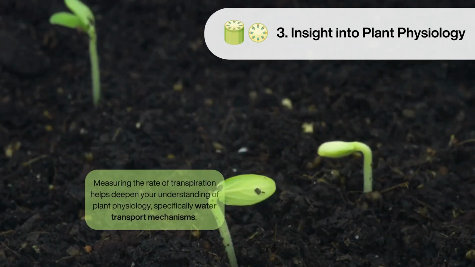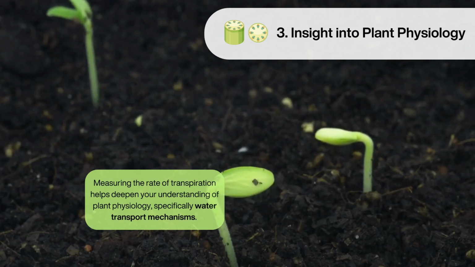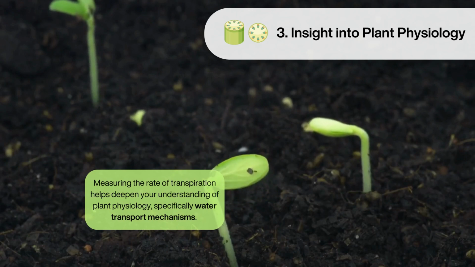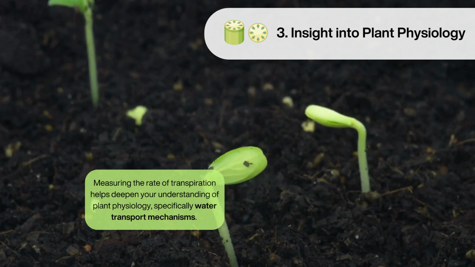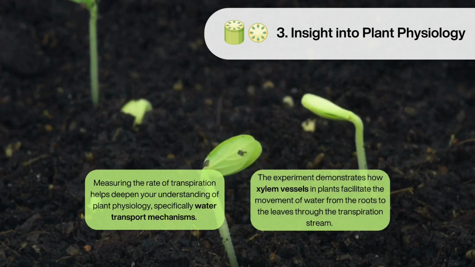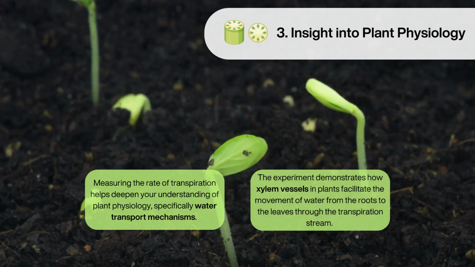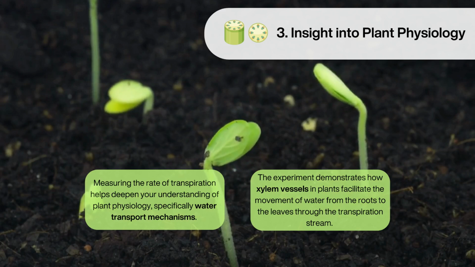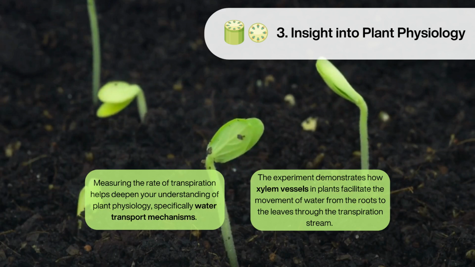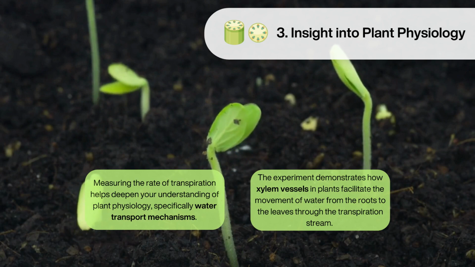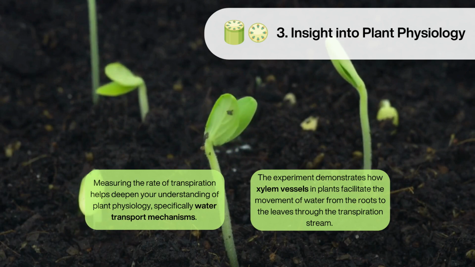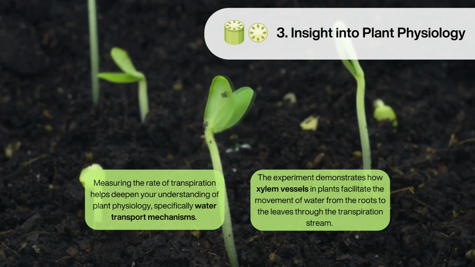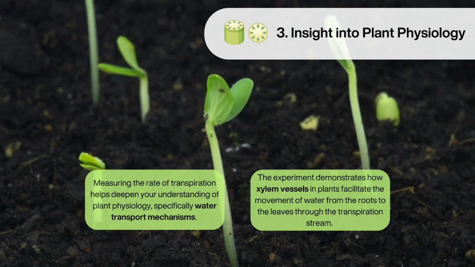Finally, measuring the rate of transpiration helps deepen your understanding of plant physiology, specifically water transport mechanisms. The experiment demonstrates how xylem vessels in plants facilitate the movement of water from the roots to the leaves through the transpiration stream. Now we understand its importance. Let's dive in and investigate how transpiration rates can be measured through water uptake.